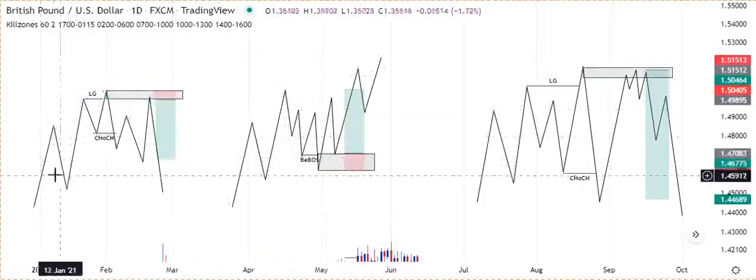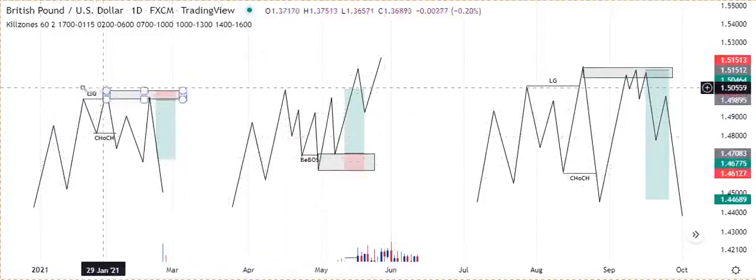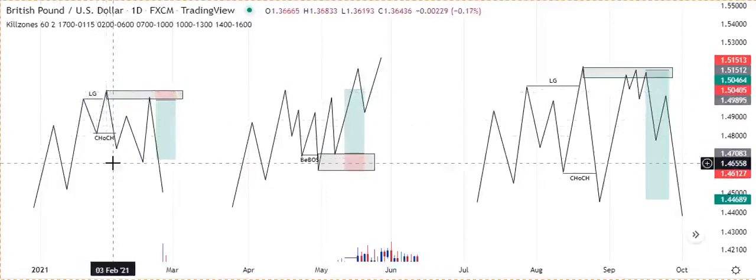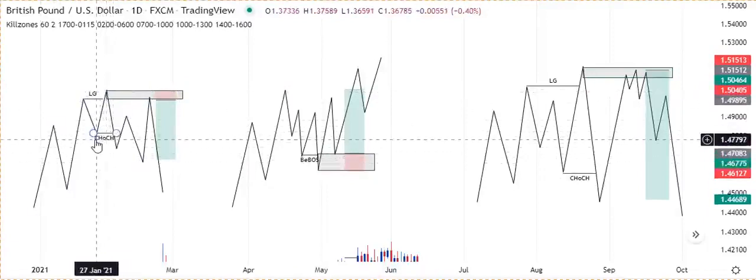Take a look at this diagram here. Price went up and took liquidity here. How do we know it has grabbed liquidity? Because immediately after that, the price dropped and closed below this low. That is a bearish change of character, isn't it?